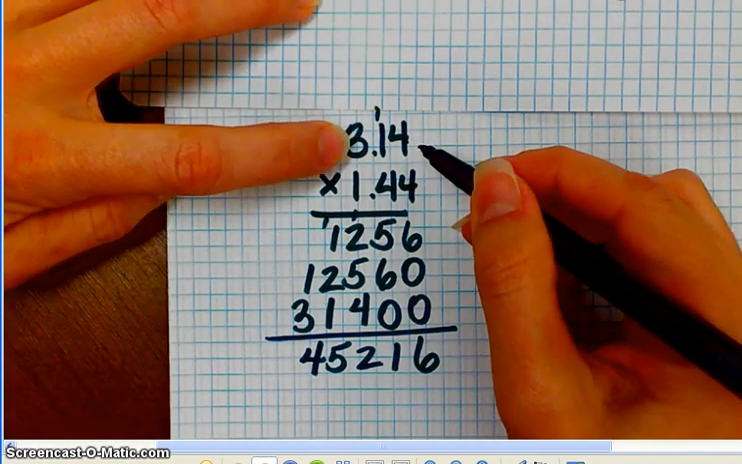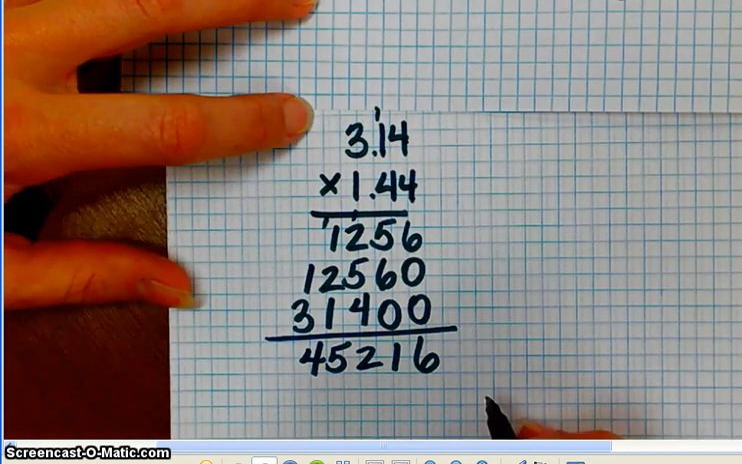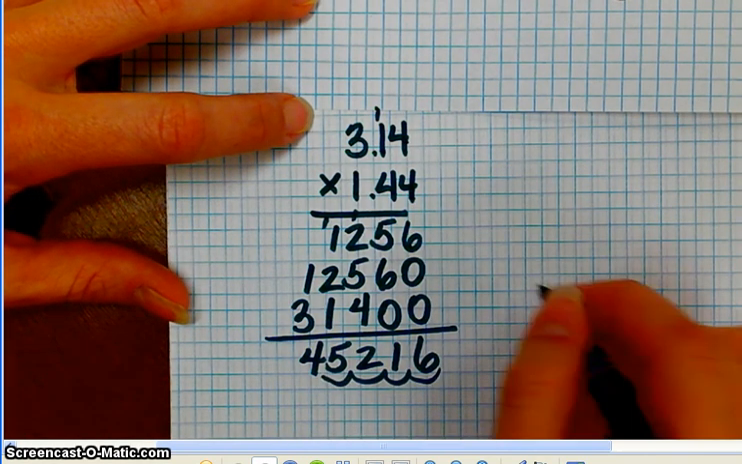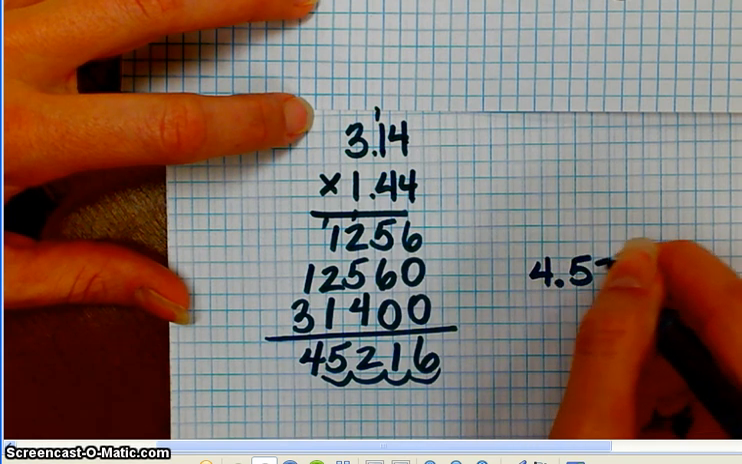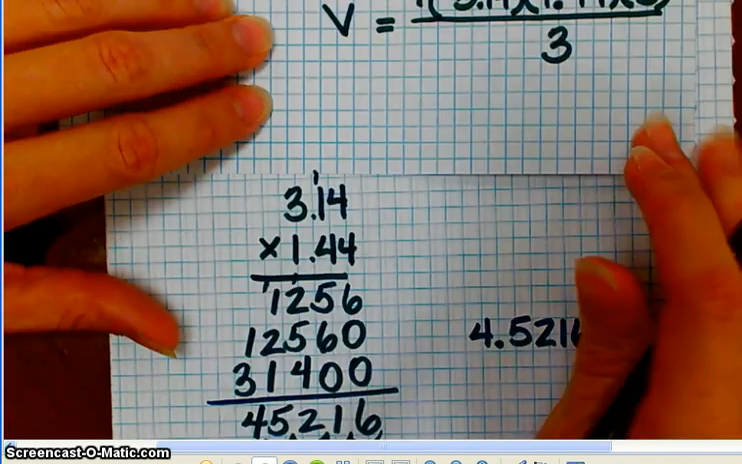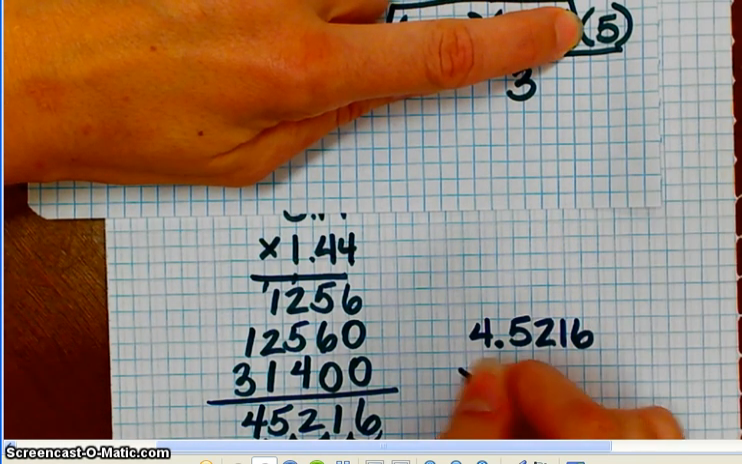And then I go back up in my problem. I have 1, 2, 3, 4 digits behind the decimal. So I need 1, 2, 3, 4 digits behind the decimal. That's 4.5216. But I'm not done. I now have to multiply that by 5.